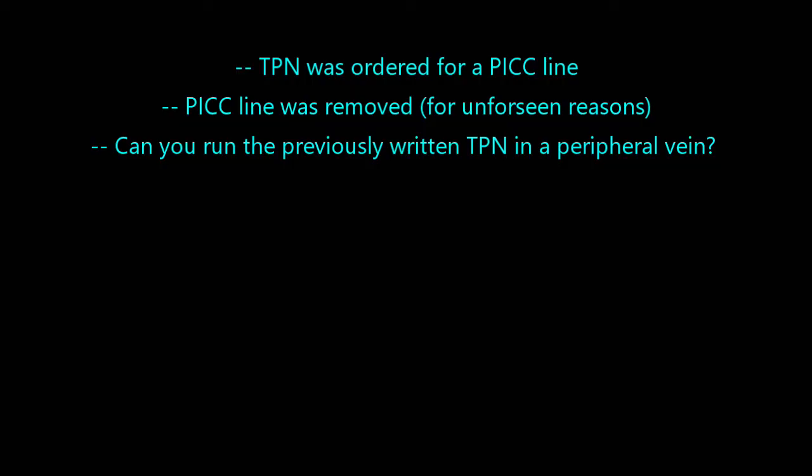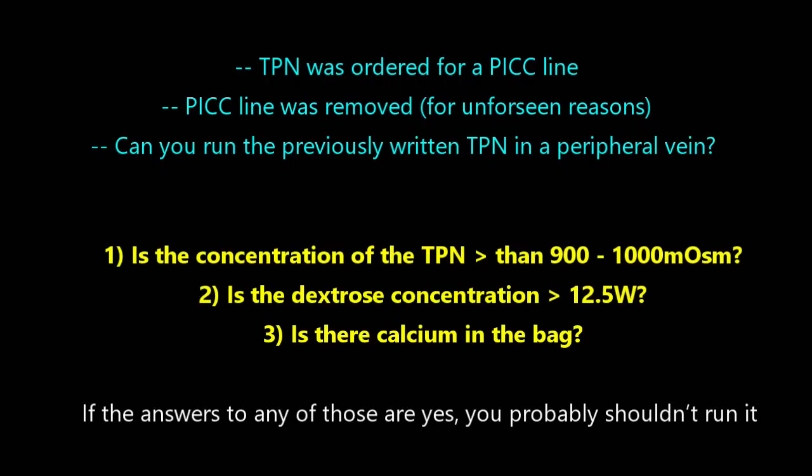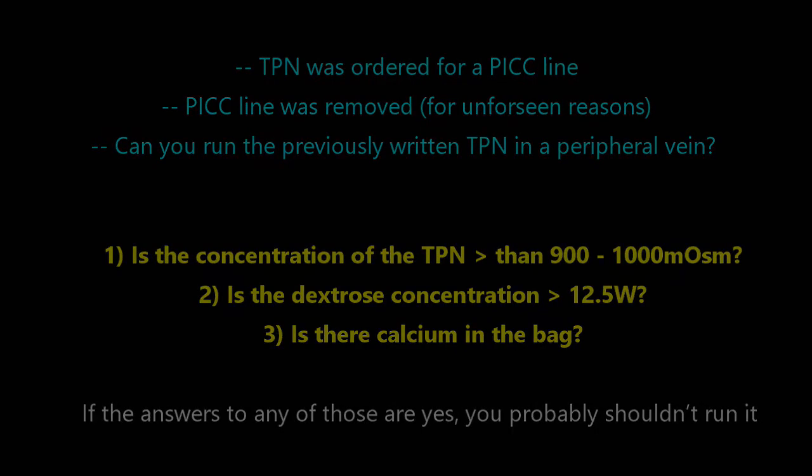There are three main things that you have to look at on the bag. The first one: is the osmolarity greater than 900 to 1,000 milliosmoles per liter? Two, is the dextrose concentration higher than 12.5? And three, is there calcium in it? If the answer to any of these questions is yes, then you probably should just go ahead and make another fluid and not run that TPN through the peripheral IV.